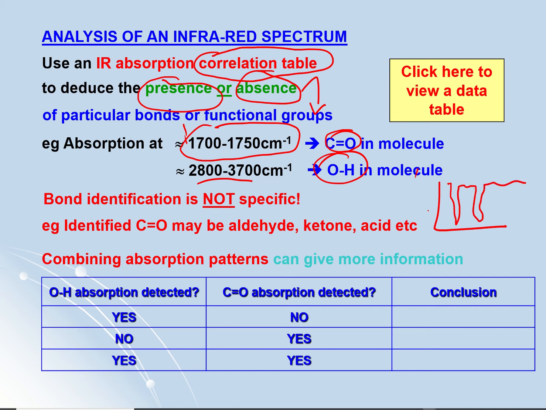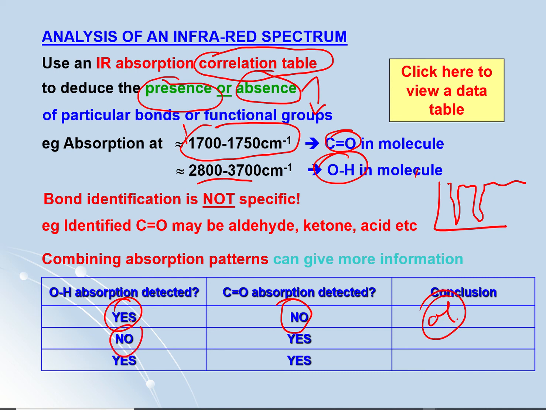Sorry about my artwork. We found in the first one we had an OH group, but no C double bond O. So what functional group? You may want to pause the video here and try to work these three conclusions out yourself. Well, if I have that, it must be an alcohol. I have no C double O, I've only an OH. So it's not a carboxylic acid, it has to be an alcohol.